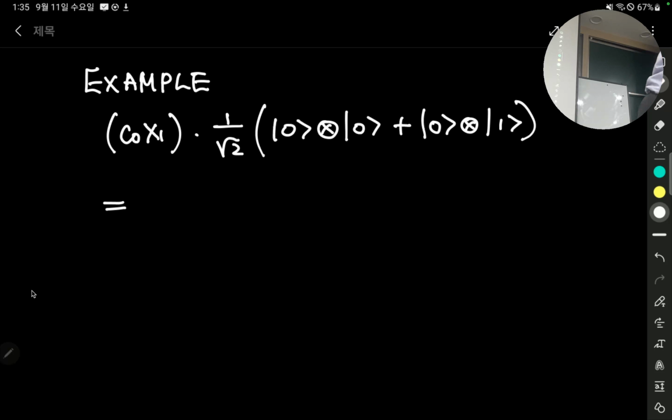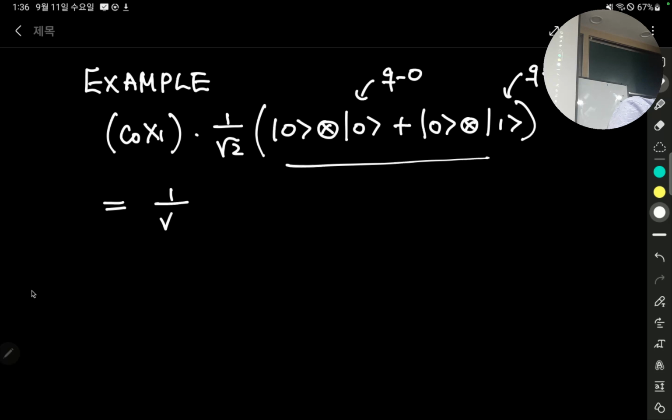Okay, so let's talk together. How about group 2? Do you have a conclusion? Can you tell me what the result is? The whole thing? By the way, this is the qubit 0. So you start from the right. 0, 0, 1. It's not hard, right? 0, 0, 1, 1.